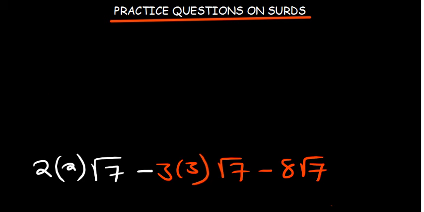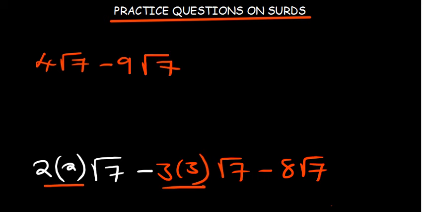So what do you think? What can we do from this stage? 2 by 2 is a 4, root of 7. 3 by 3 is what? It's a 9, root of 7. Then we have minus 8 root of 7.